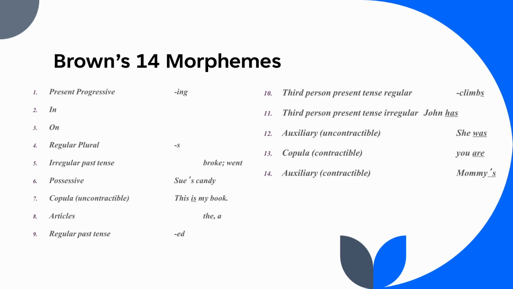MLU is calculated by dividing the total number of morphemes by the number of utterances in a language sample. While MLU and Brown's morphemes findings should not be used as rigid checklists or diagnostic tools, they remain useful for describing grammatical growth over time, for setting flexible goals, and for supporting progress monitoring when paired with language samples.